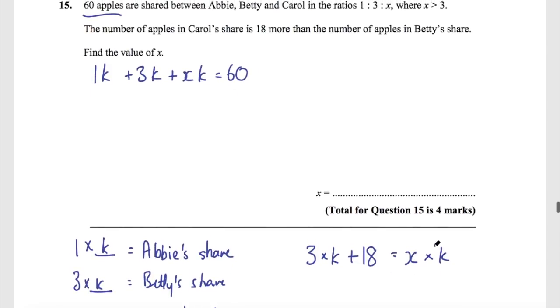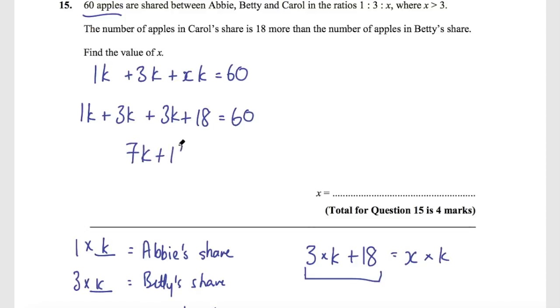And I know that xk is the same as 3k plus 18. So I'm going to substitute this into this expression for xk. So I end up with 1k plus 3k plus 3k plus 18 equals 60. So then I can simplify this and solve for k, or the multiplier. So we could get 7k plus 18 equals 60. So 7k equals 42. So k equals 6.